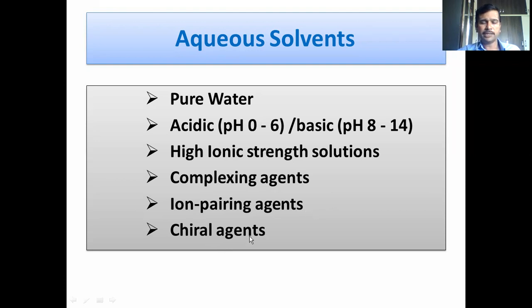And even chiral reagents are used to convert the chemical components into chiral species. So chiral reagents will be converting achiral compounds into chiral compounds. Therefore, the extraction of chiral compounds will become very easy. So enantiomeric separation we will be doing by using these chiral reagents.